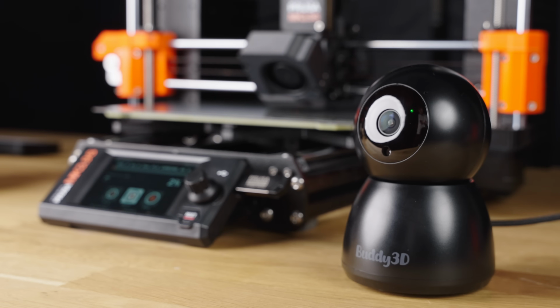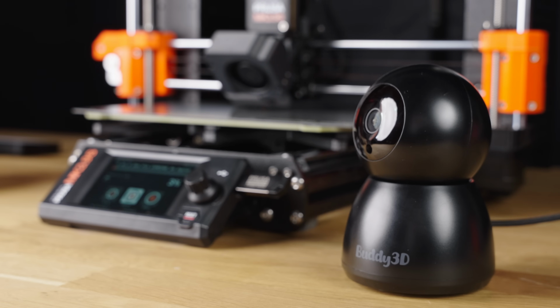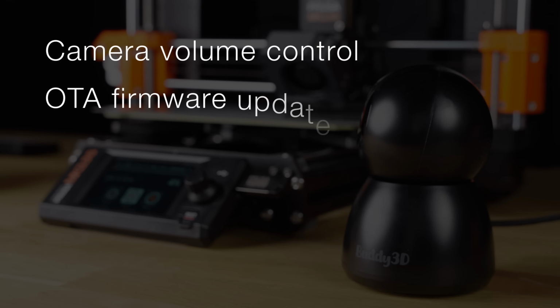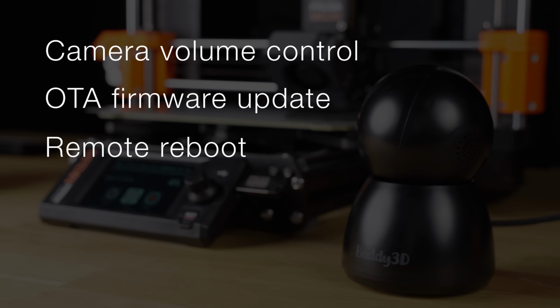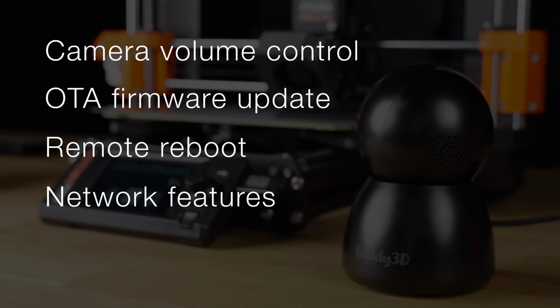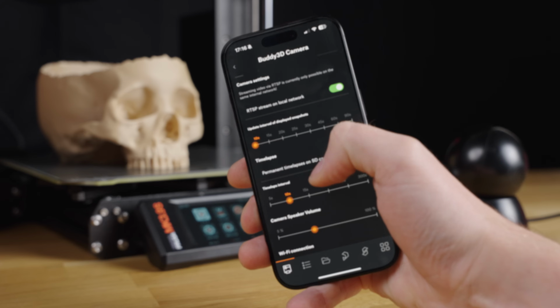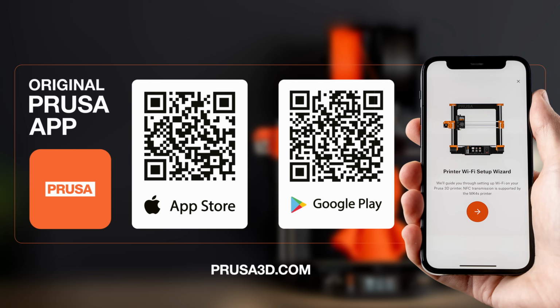These are the main features, but there are other improvements and fixes too, like camera volume control, OTA firmware upgrades, remote reboot, improved network features, and other UX improvements. Make sure your camera and the Prusa app are fully updated to see the changes. You can find more information on our website.